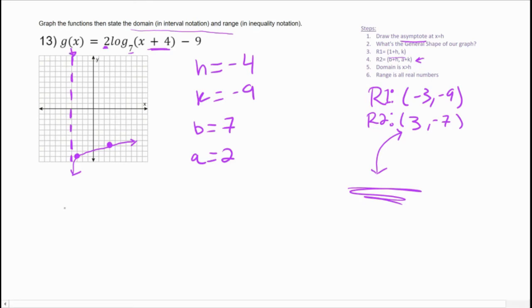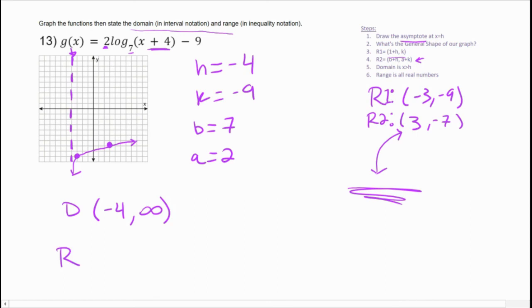Now, as far as domain and range go, domain is restricted here because we have a vertical asymptote. So my domain, in interval notation, the farthest left that it goes is going to be -4. That's the lowest x value that it gets to, and it doesn't reach it, so it's just an open parenthesis, not a bracket. Then it goes on forever to the right, so I say it goes on to infinity.